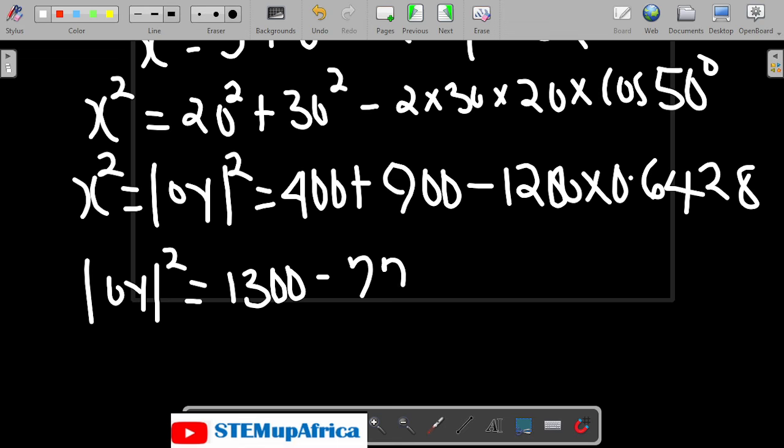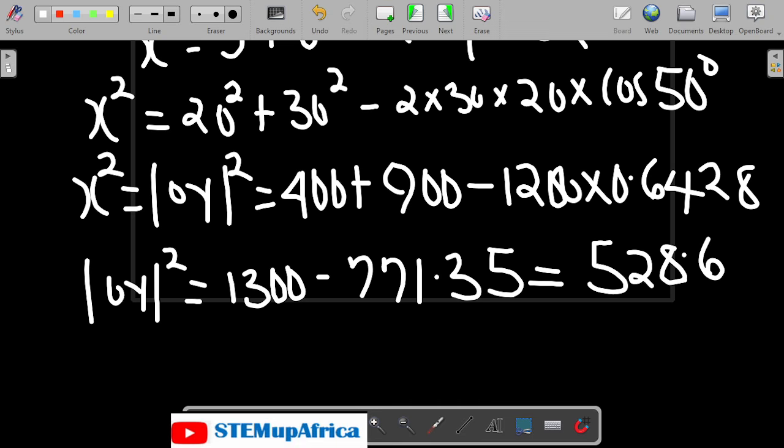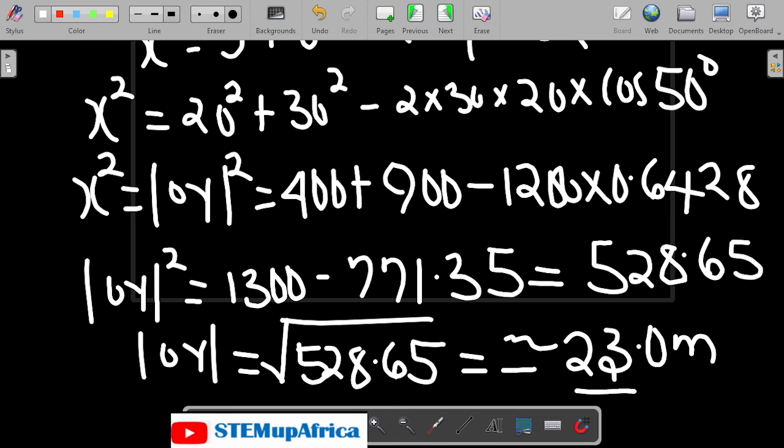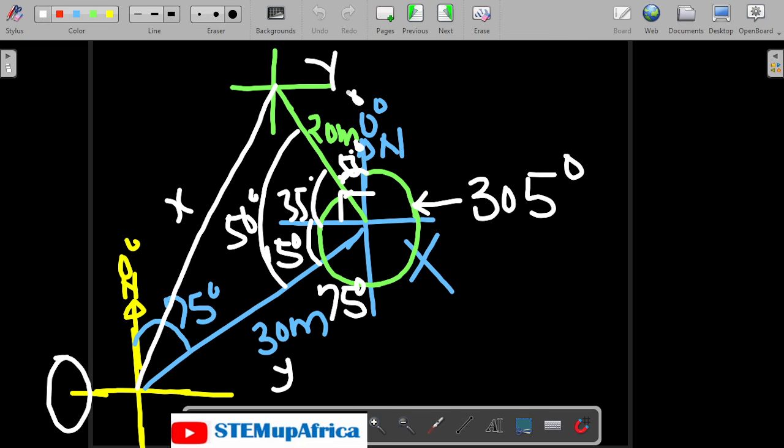Multiply by 1200, so OY squared is equal to 1300 minus 771.35. So 1300 minus this number gives 528.65. So my OY becomes the square root of 528.65. The root of that gives us approximately 22.99, currently 23.0 meters. So here the value is 23.0 meters.